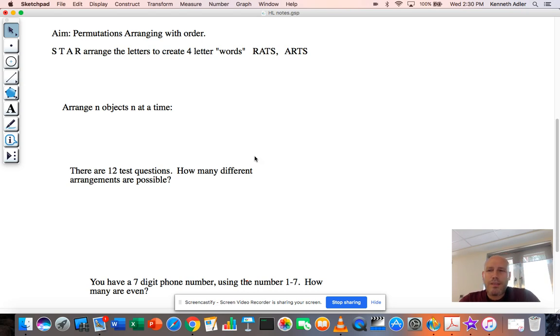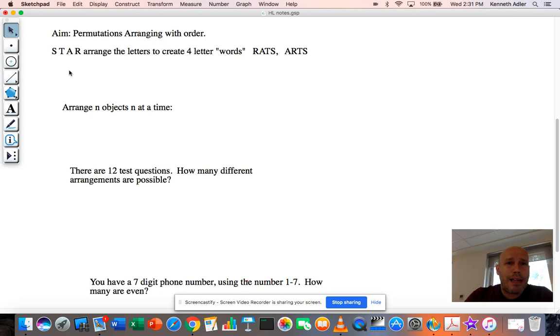Okay, so let's do 1B. I just was in the mood, so I just decided to create a new lesson. 1B is permutations, the idea of arranging things, and the idea behind permutations is that you're going to arrange things with order.